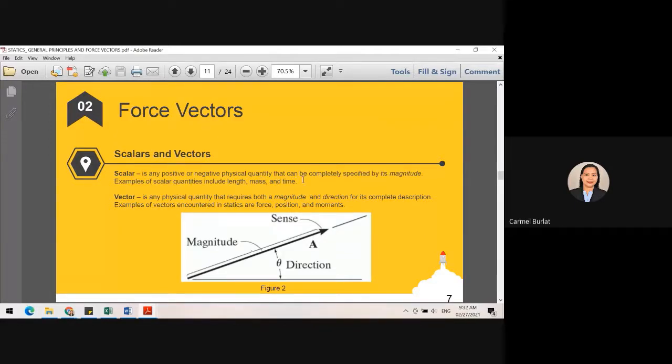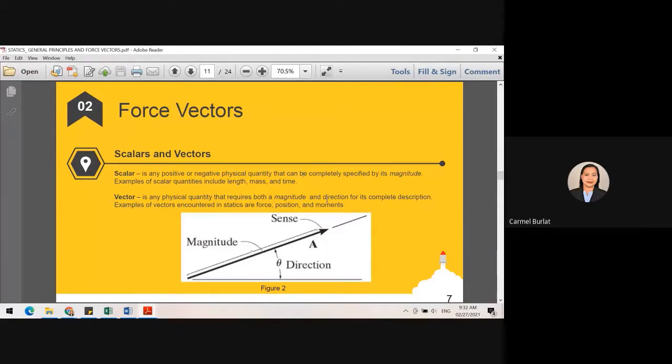No direction, only magnitude. For vector, there is a sense or a direction. Length, mass, and time are only magnitude. A vector is any physical quantity that requires both a magnitude and direction for its complete description. Examples of vectors encountered in statics are force, position, and moments.